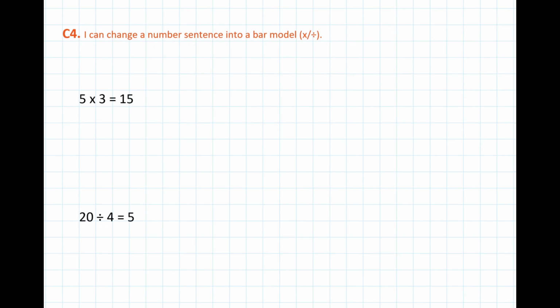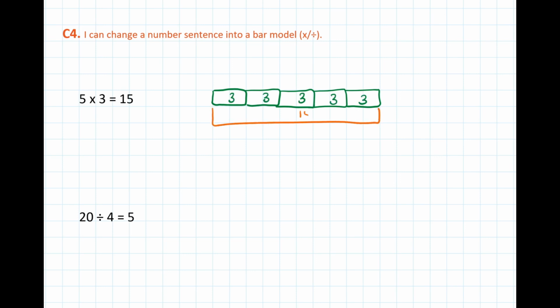Here we now see multiplication and division. Let's start with multiplication. We can see that 5 lots of 3 equals to 15. We can represent this on the bar model like this. 1, 2, 3, 4, 5 lots of 3 equals to 15. So we have 5 lots of 3 and they equal to 15.